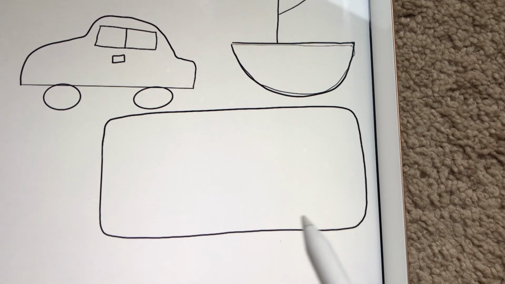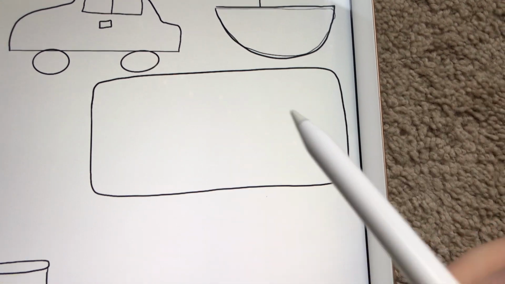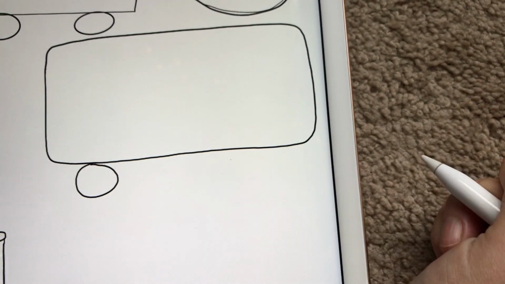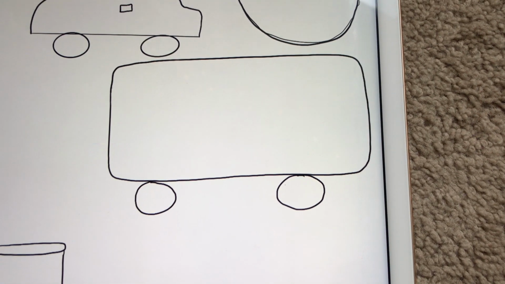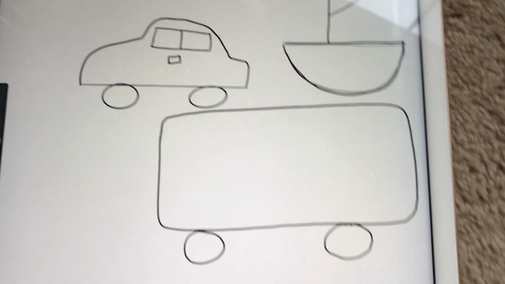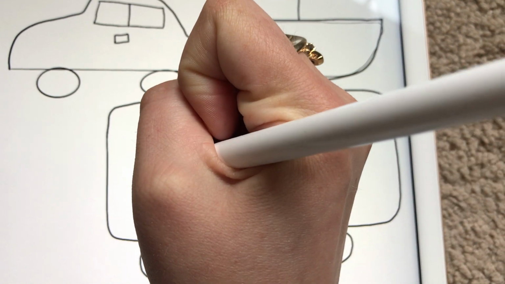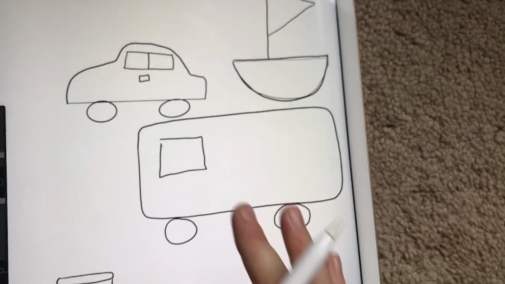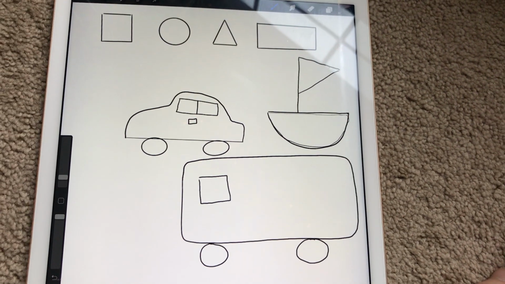Now let's make a bus. So we're already starting with a rectangle to make a bus. And we used circles to make wheels. So let's do that. Circle. And a circle. Okay, now I think let's use a square for the front window. So let's draw a square. Oh my. Let's draw a different square. Okay, square for the front window.